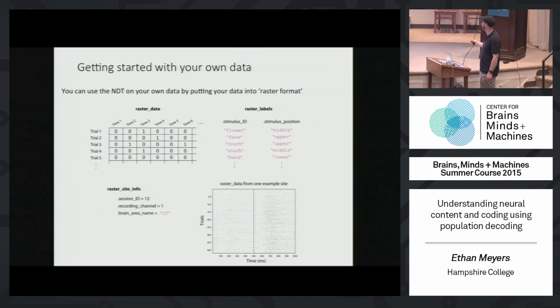And then there's this final one, which is kind of optional. It's just raster site info. So for each site, you could have just meta information. This is the recording I made on January 14th, and it was recorded from IT. Okay. So you just define these three things, and then the toolbox is plug and play. So lab experience should be able to do that.